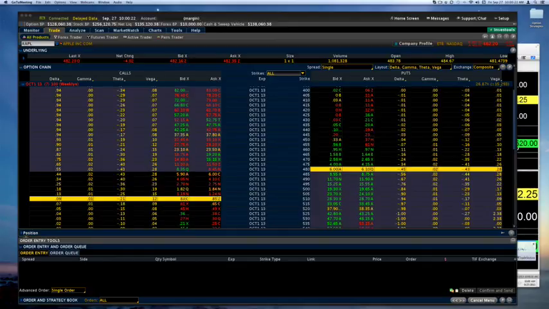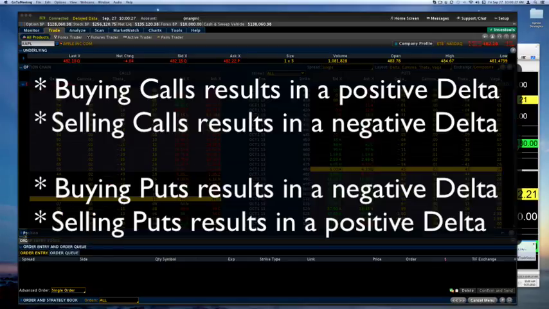All right. Now, here are some things that you should remember about delta. When you're buying calls, that always results in a positive delta. And when you're selling calls, that always results in a negative delta. Conversely, with puts, when you're buying puts, that results in a negative delta, and when you're selling puts, that results in a positive delta.